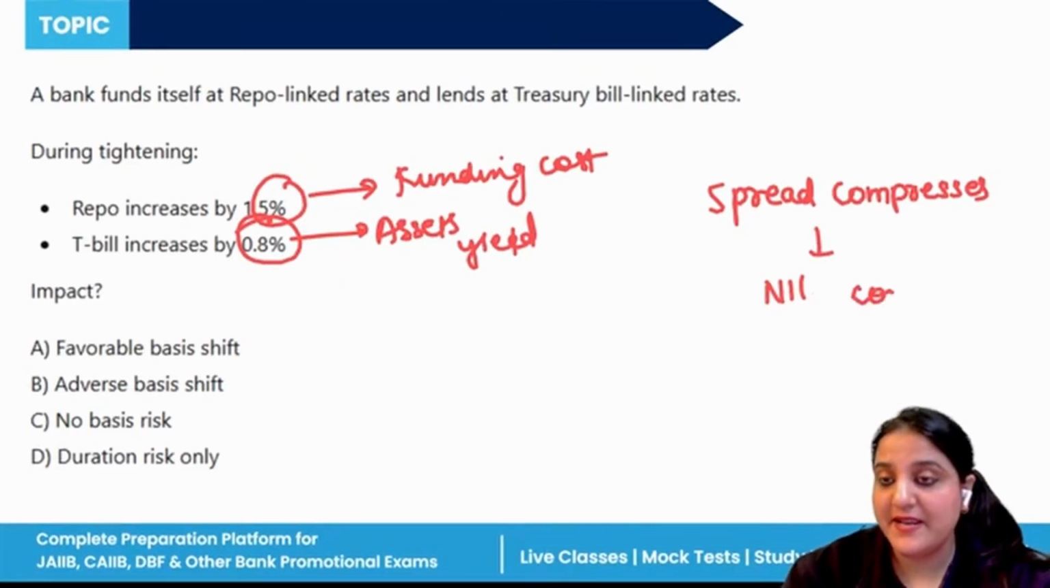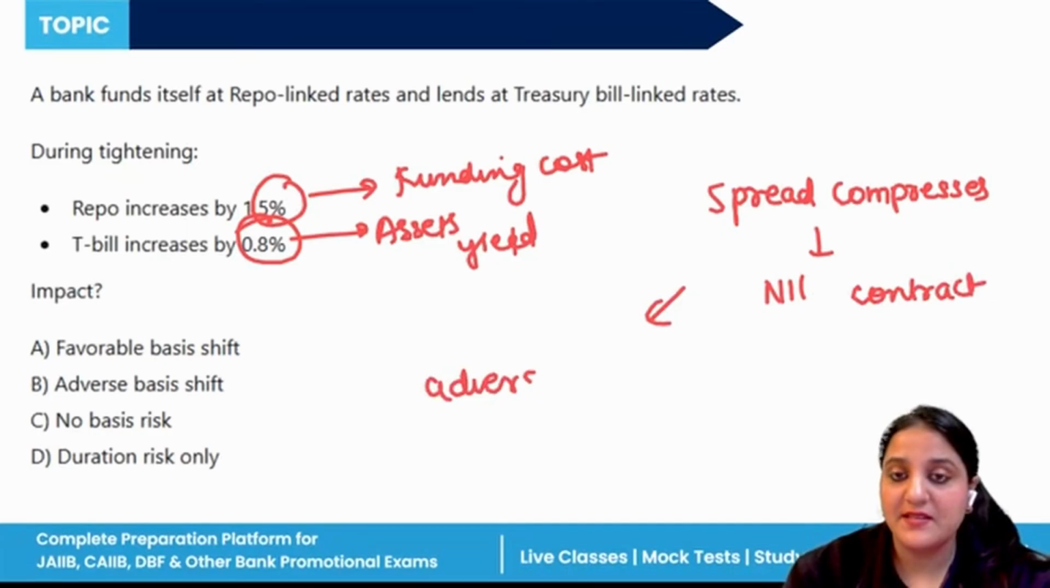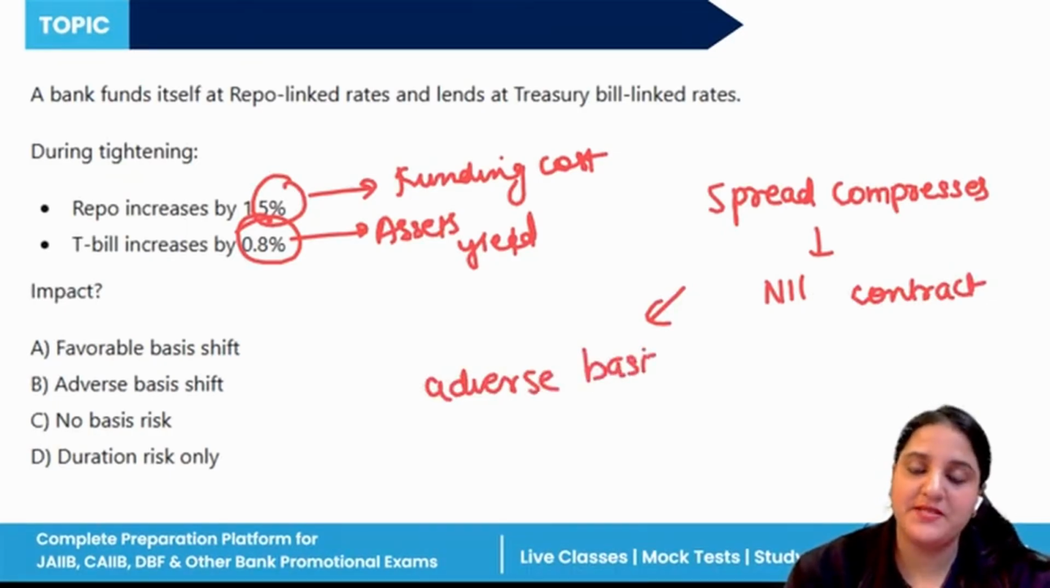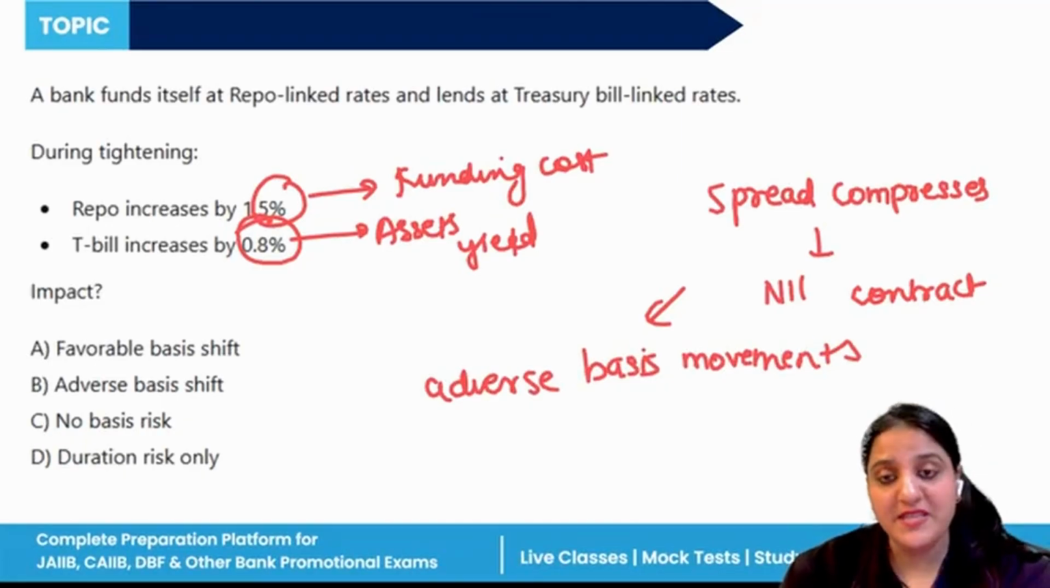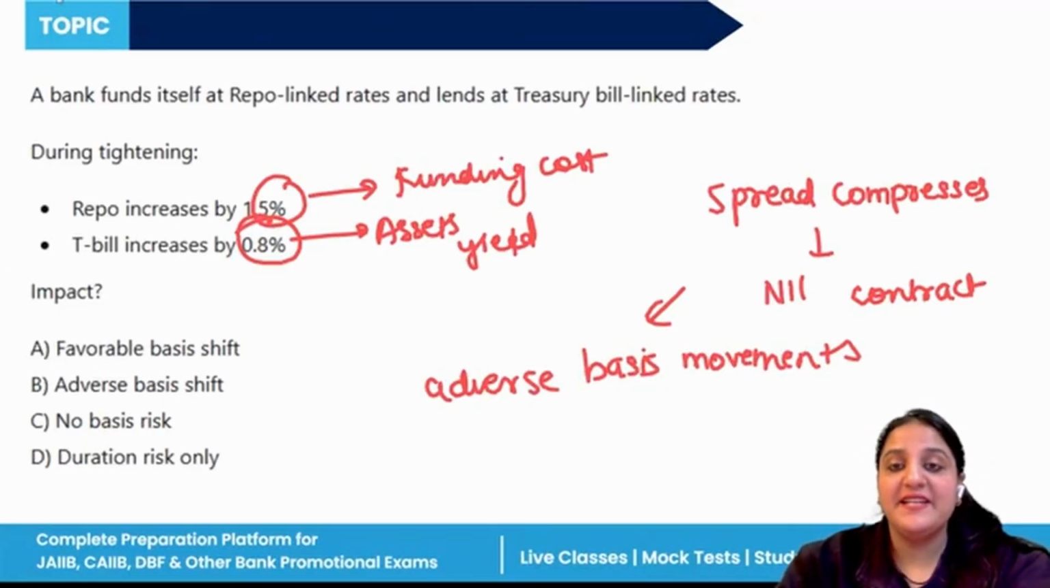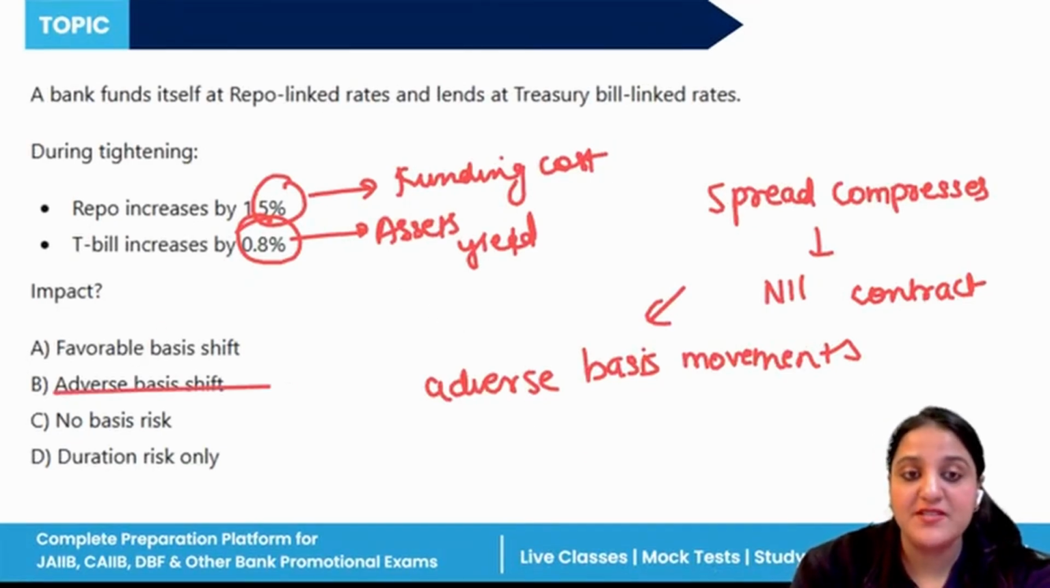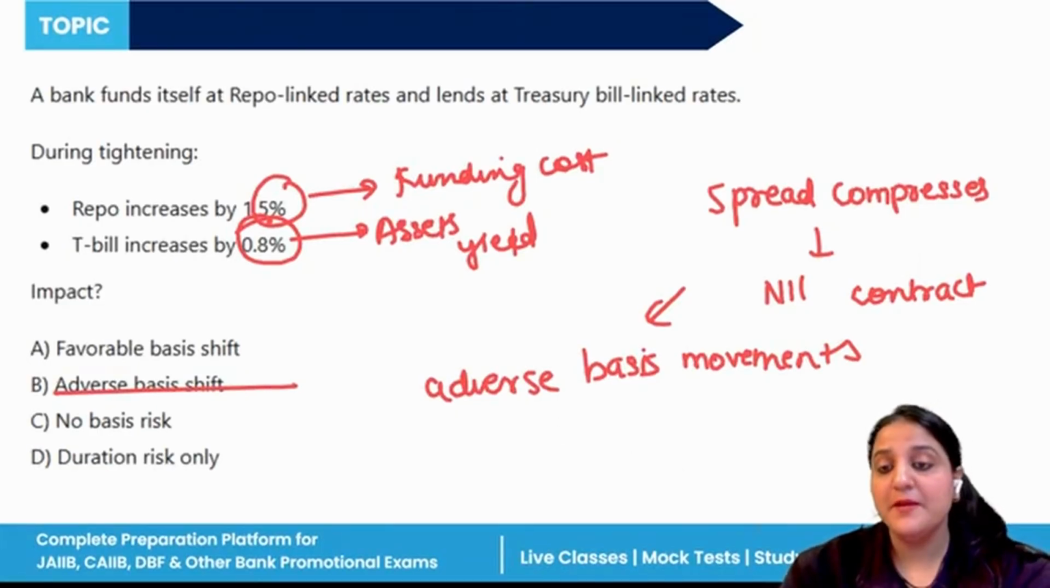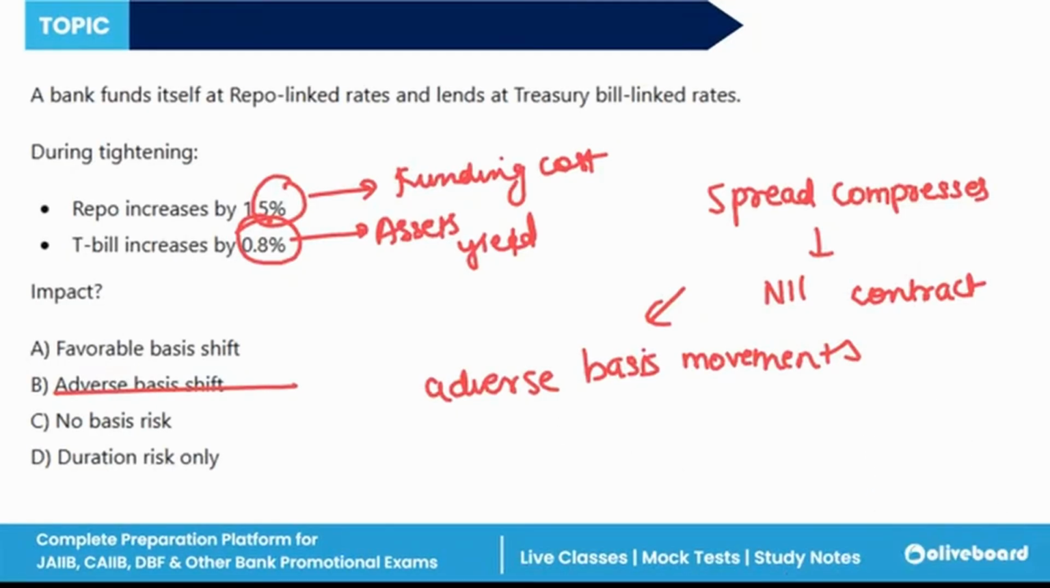That means there is an adverse basis movement, which means repricing is matched, but still NII is affected. That is the basis risk, not the gap risk. So we can say the answer is adverse basis shift. Option B is correct here. Clear?